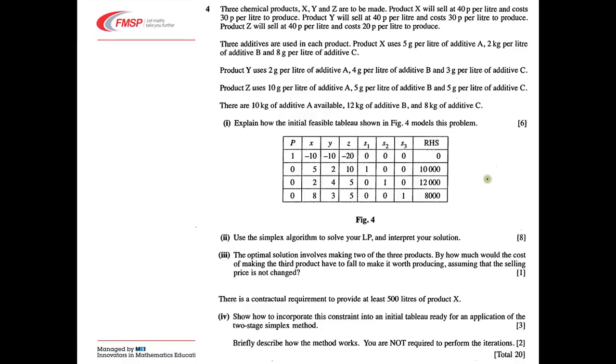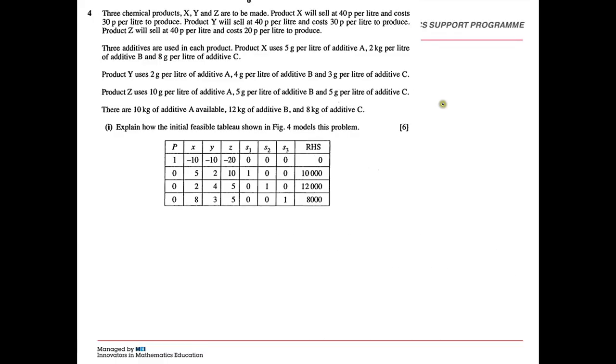First of all, we've got this one. This is the whole problem. As you can see, in common with a lot of decision maths problems, there's a lot of words to read on here. So it's a good idea to take it one step at a time. So part 1 says that there are 3 chemical products, X, Y and Z, that are going to be made. And then you have a lot of information.